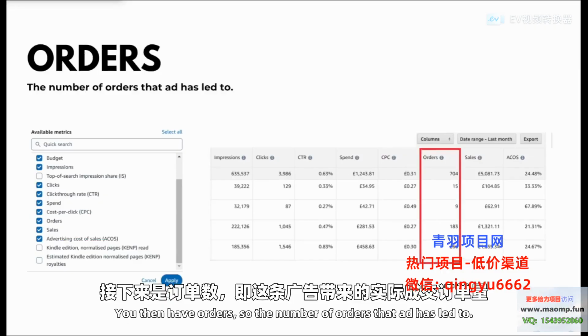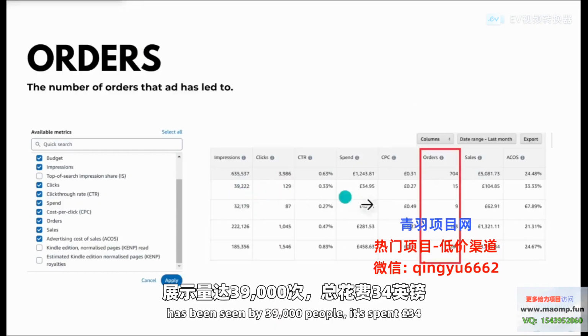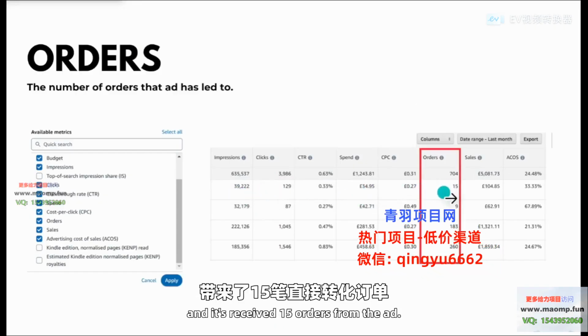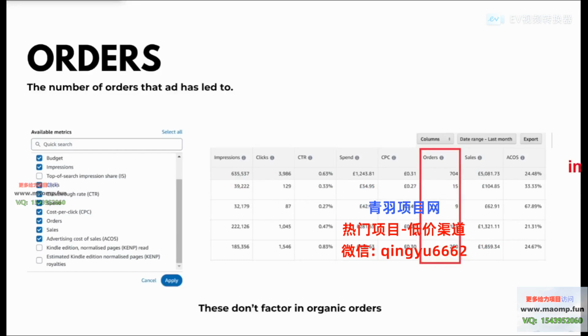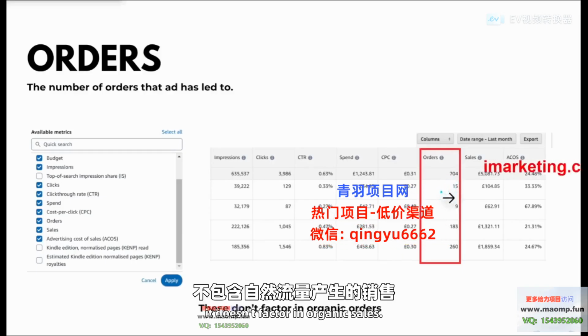You then have orders, so the number of orders that ad has led to. So this ad set here has been seen by 39,000 people, it spent £34, and it's received 15 orders from that ad. And it's just worth bearing in mind here that this orders number is only the orders you get from the ad. It doesn't factor in organic sales.